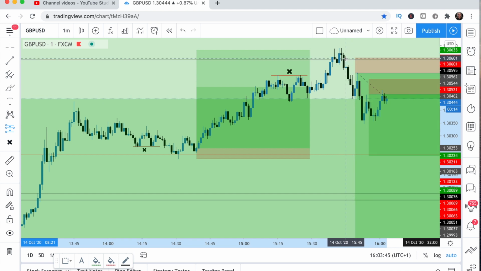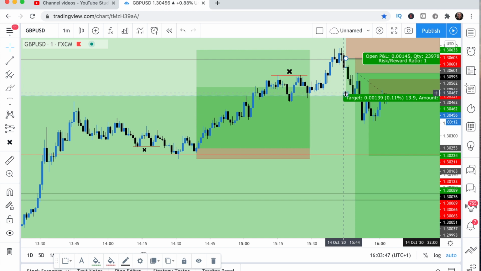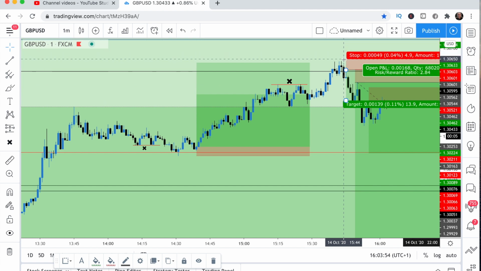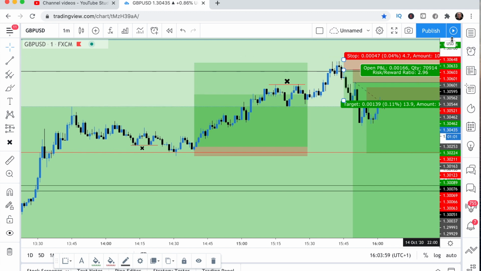60. Boom. Okay, and then I'm just gonna quickly adjust the stop loss. So now you guys can see how small my stop losses are. My stop losses are literally tiny. Down here, this is like a 4 or 5 pip stop loss.